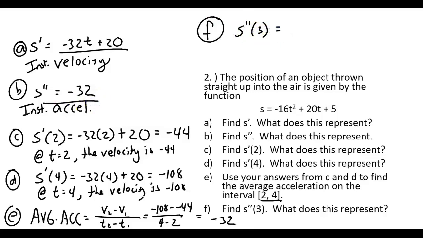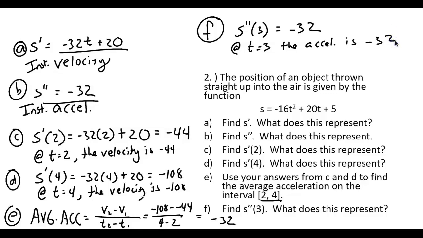But as you can see, I can't plug 3 in because there's no t. So it doesn't matter what time value it is. It's always going to be the same. But what this does mean is that at t equals 3 seconds, like any other time, the acceleration is negative 32. I was about ready to put feet per second, but we don't have units, so I keep forgetting about that. But at t equals 3, the acceleration is negative 32.